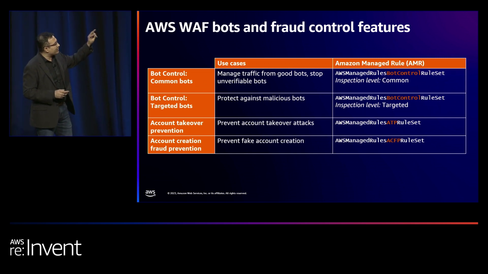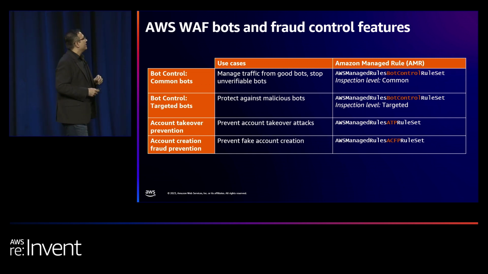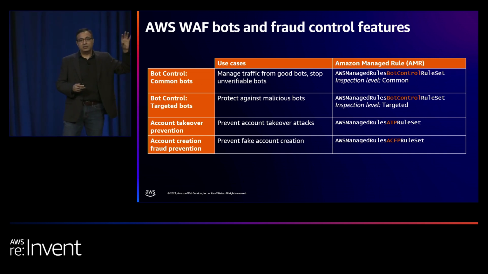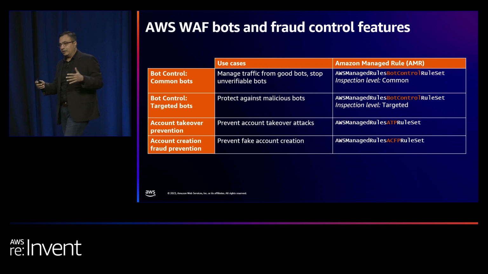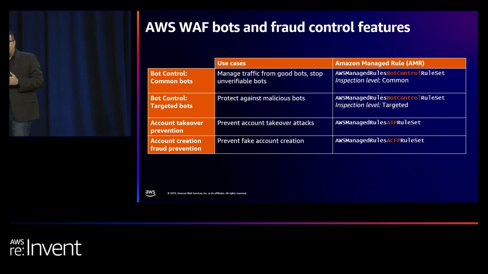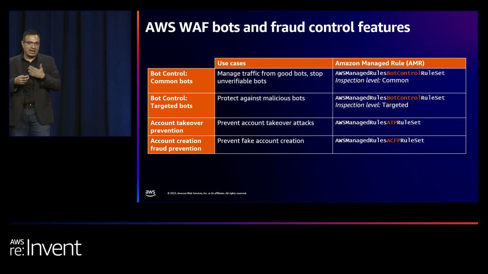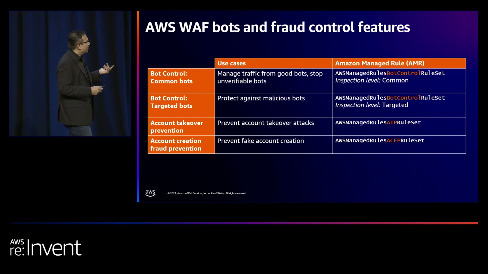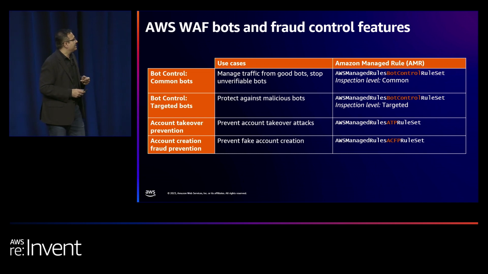Targeted bots, which is also part of the same AMR, but at a different inspection level, and we're going to talk about inspection level a bit later, is targeted towards managing and controlling evasive and potentially malicious bots. So these are the bots that try to emulate human behavior, try to evade detection, try to evolve and change their tactics, fly under your rate limits, try to figure out what the rate limits are. So that's targeted bots.